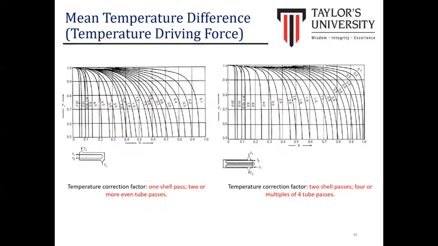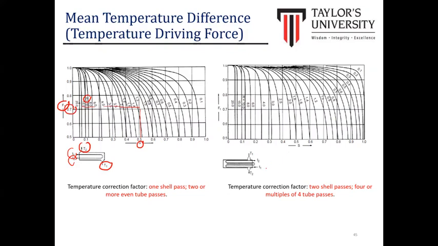But to obtain the value of F from this diagram, you should already define the type of shell and tube passes. For example, if we have one shell, this is the shell area, and two or more even tube passes here. Once you obtain the value of S and also R, you just drag, for example here, and then drag to give the value of FT.